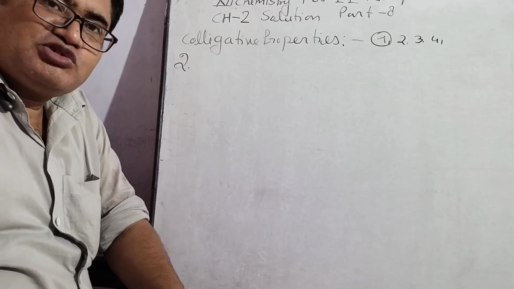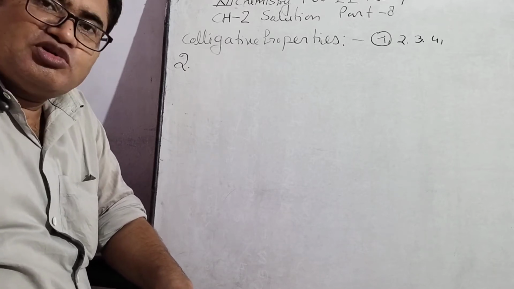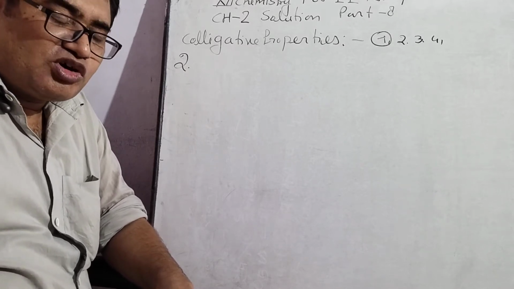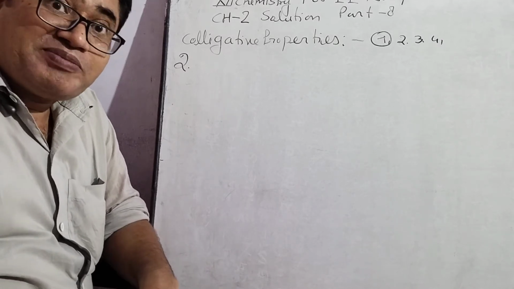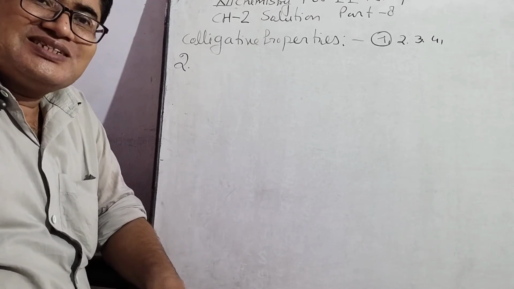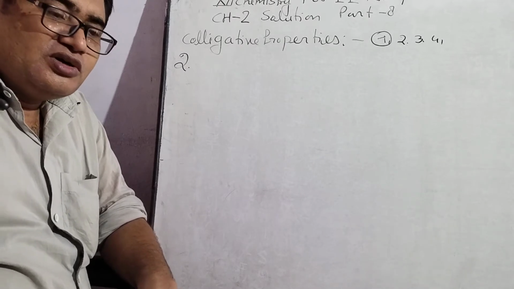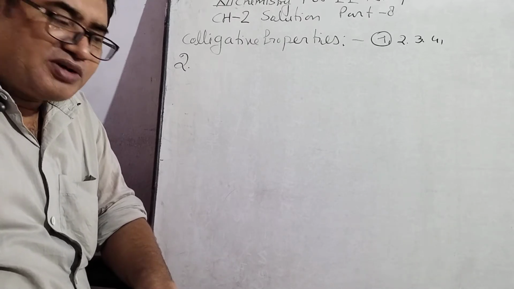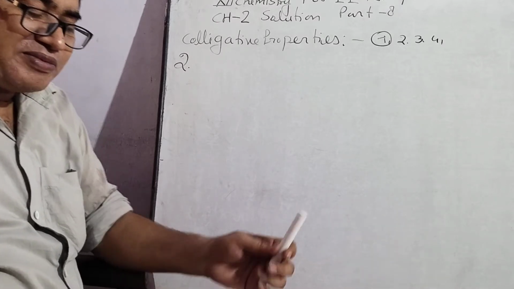It is happening whenever we add some non-volatile solid to a pure solvent. So simply we can say that the vapor pressure of a pure solvent is more in comparison to the solution which contains a non-volatile solid. So we have discussed that topic, that is known as relative lowering in vapor pressure.